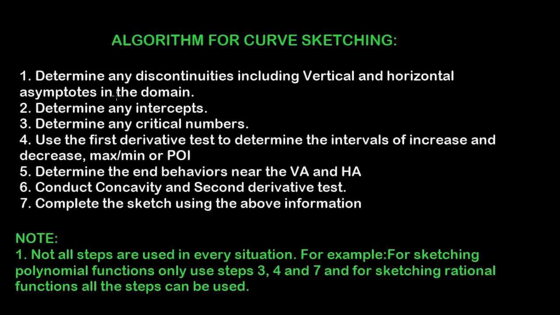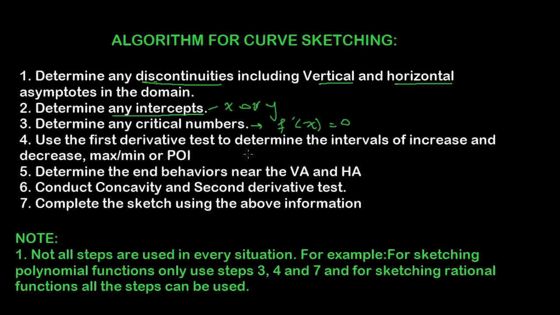The first point is to determine any discontinuities, including vertical and horizontal asymptotes in the domain. We have already learned this in the previous lesson. Second step is to determine any intercepts. This is x or y intercepts that also we went over in the previous lesson. Third is to determine any critical numbers. We know critical numbers are the values of x where the first derivative is 0. So for that we determine the first derivative and put it equal to 0 and solve for x.